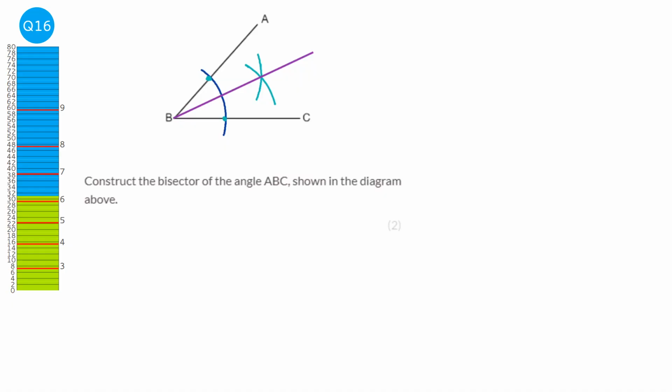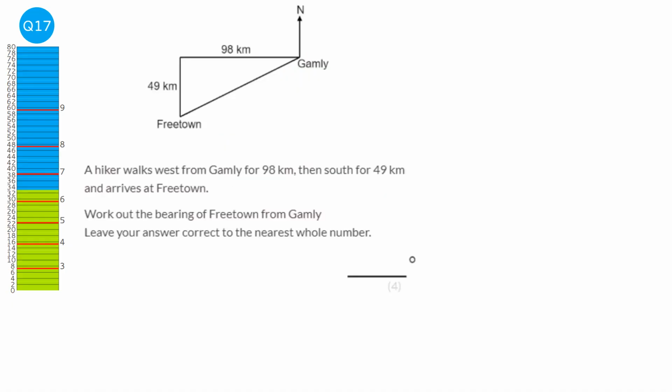Arcs for marks. So asked to find the bearing of Freetown from Gamley. So that is this angle here. And so what we're going to do is we're going to find this angle, and this will obviously be 90 degrees because the hiker walked west, and it's against the west line and the north line, so it's definitely 90 degrees. So we can work out what the bearing is if we know that angle inside the triangle.